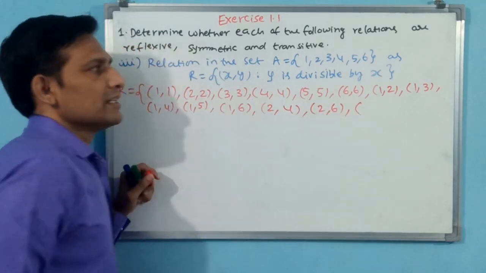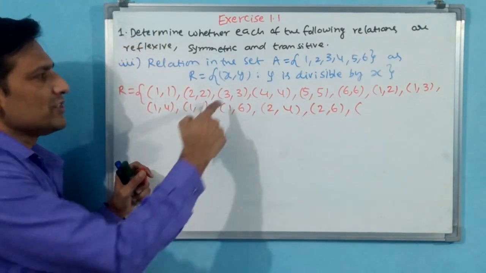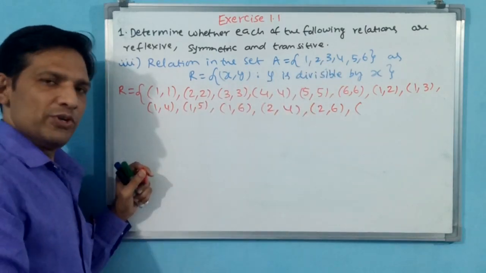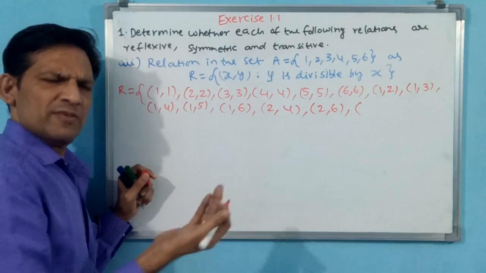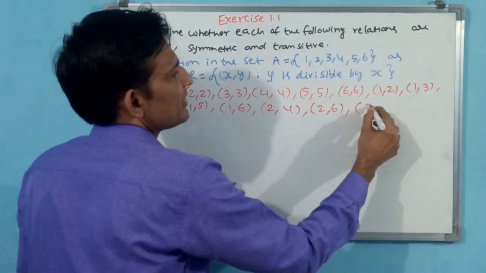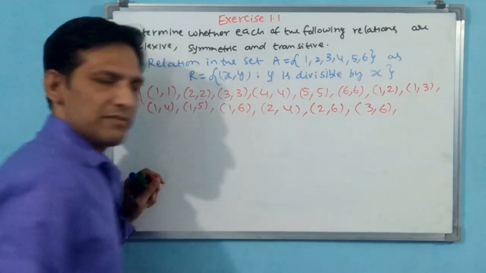Okay, comma. Then we go for 3. 3, 3 we have already written. Less than 3 is not divisible. We know. Then 3, 4 we see. 3, 4 is also not divisible. 3, 6, yes, divisible. You write only 3, 6. Why? Because 3, 5 is also not divisible.